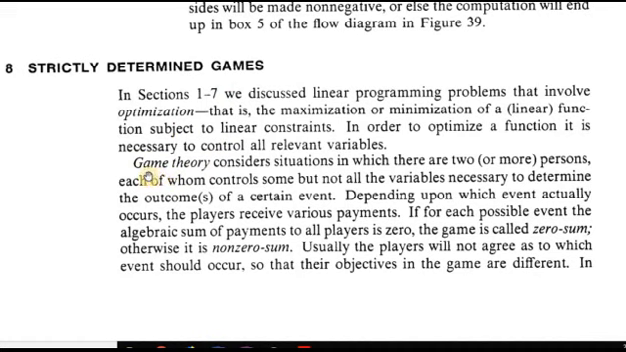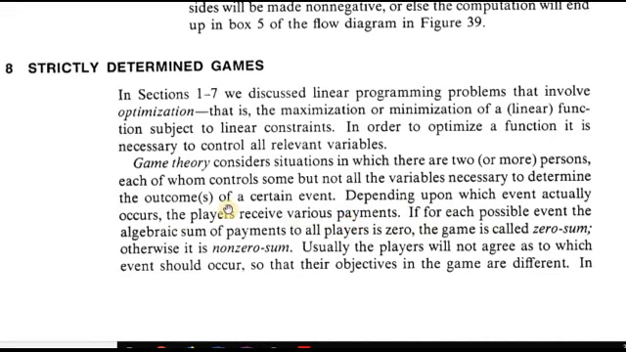So here, game theory in mathematics considers situations in which there are two or more persons, each of which controls some, but not all, of the variables necessary to determine the outcome. That means that I can influence the outcome, my opponent can influence the outcome, but we can't determine it completely, either one. The outcome depends on what you do and what your opponent does. Okay? Depending on which event actually occurs, the player receives various payments. Okay, so again, depending on what you do, what your opponent does, you receive a payoff. There's no chance in this. If you know what you do, what your opponent does, that's what you get. So it's not a spinner game or some other kind of game where there's a chance element.